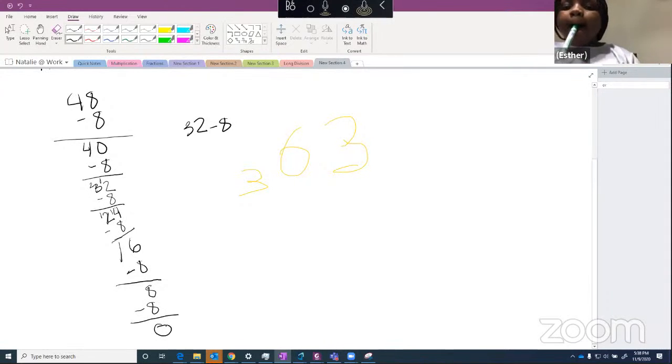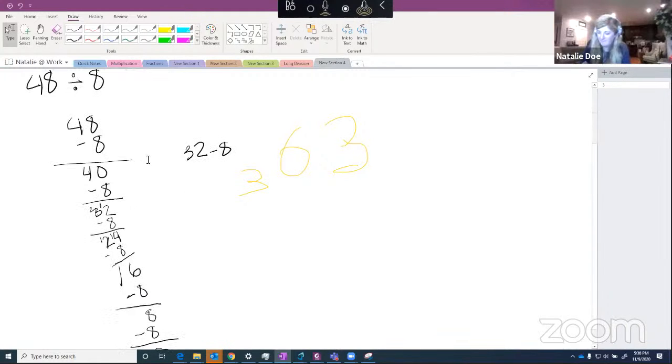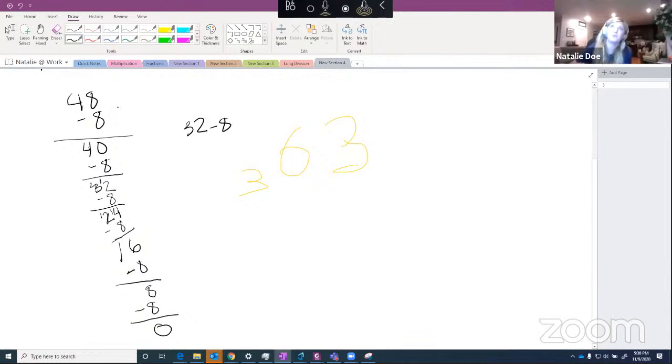All right, so now we did all of that work, but what does it mean? We're not done, because we want to know what's 48 divided by 8. It's 6. So how do you know that? Because 6 times 8 equals 48. There is actually also 40 plus 8. So how can we prove it based on the long division we did?